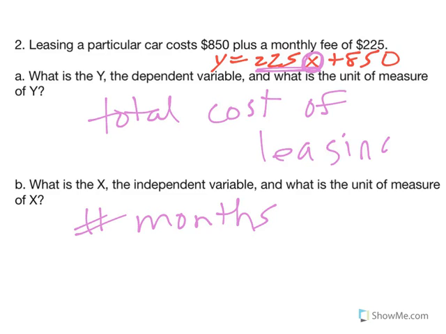Because when you look at the right side of this equation, I've got the monthly cost plus the initial fee. So the initial fee plus the monthly cost together is going to give you the total cost of leasing. And the total cost is going to depend on how many months you actually lease that car, right? If you only lease it for 2 months, your cost is going to be considerably less than if you lease it for 24 months. So we always want to keep in mind what depends on what.